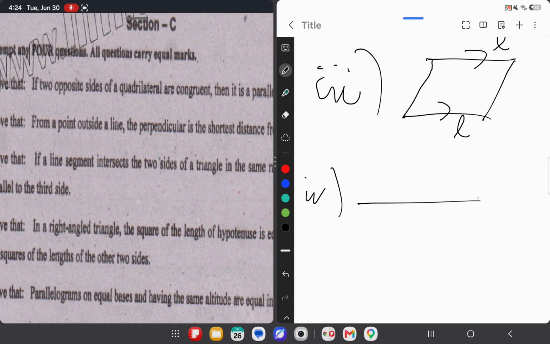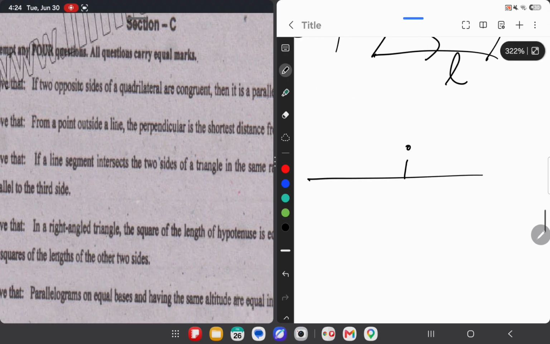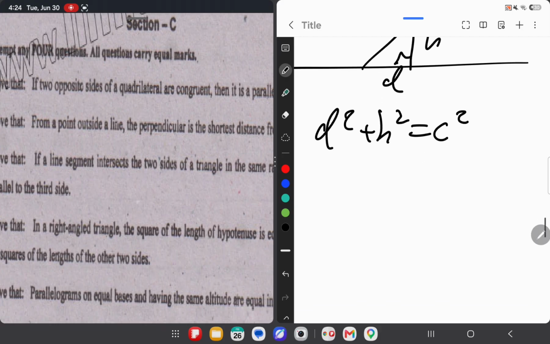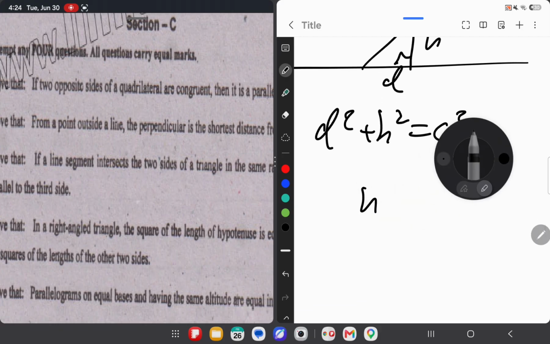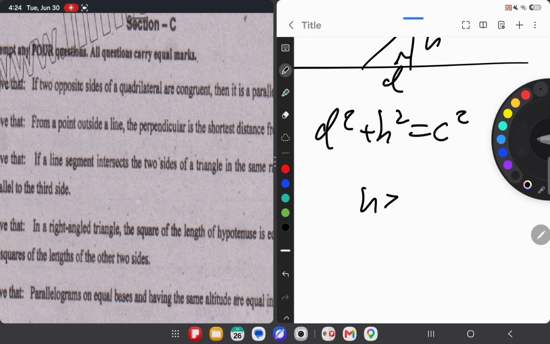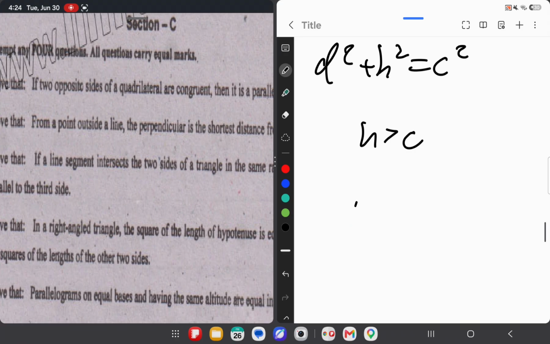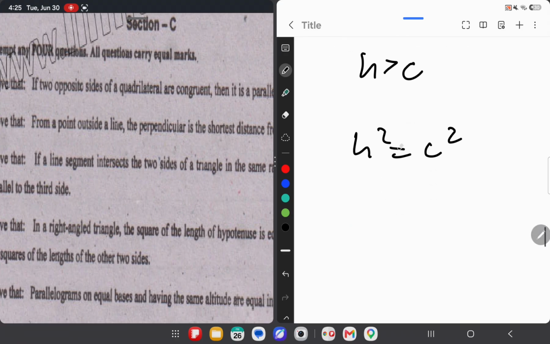Okay, the perpendicular is the shortest distance because if we take any other distance from this point, we know that a squared plus b squared is equal to c squared. Let this be d squared and let this be h squared. We want to prove h is less than c. Now taking the square root, I do not know the rule for taking square roots.